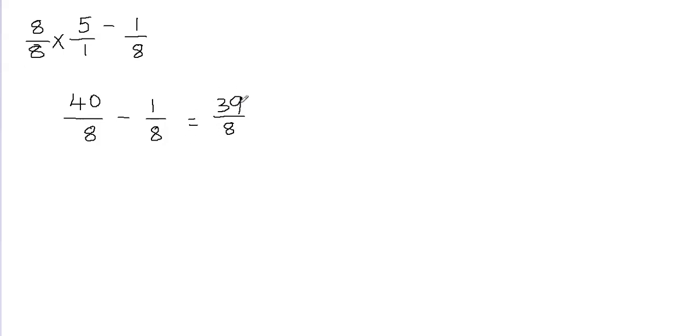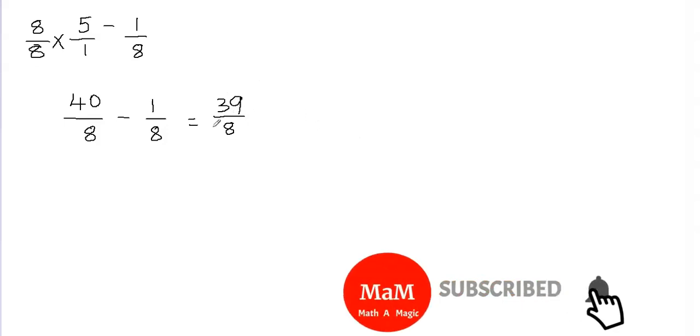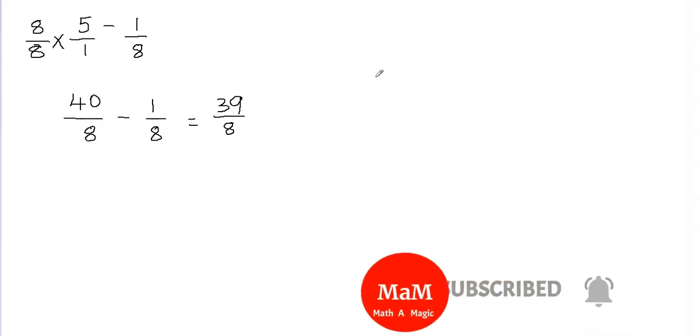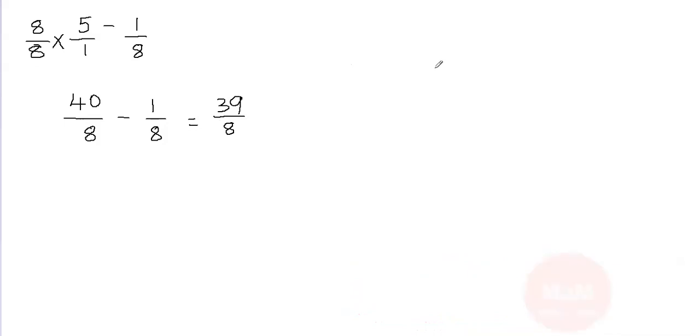Now this is an improper fraction. Whenever the top number is greater than the bottom number, that is called an improper fraction. And we cannot leave our answer in this form. We need to convert this into a mixed fraction. Whenever you have an improper fraction, you can convert that into a mixed fraction. So we're going to divide in order to convert this improper fraction into a mixed fraction. So let's divide it using the long division method.